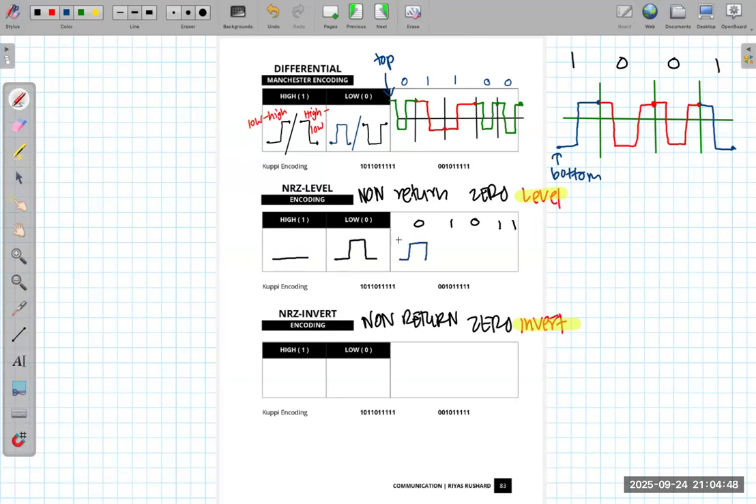High, 1, 0, and high. 0 is up, 1 is down.